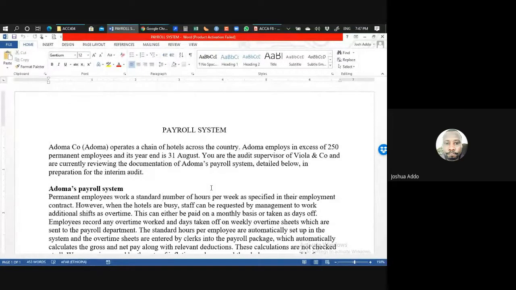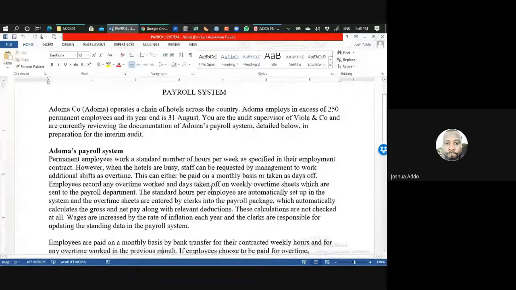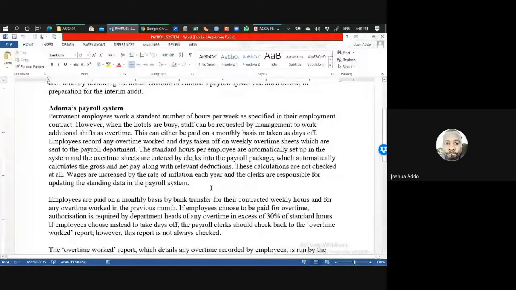Adoma Company operates a chain of hotels across the country. Adoma employs in excess of 250 permanent employees, and its year end is 31st August. You are the audit supervisor of Viola and Co., and you are currently reviewing the documentation of Adoma's payroll system, detailed below, in preparation for the interim audit. So the next slide gives us the details of Adoma's payroll system.